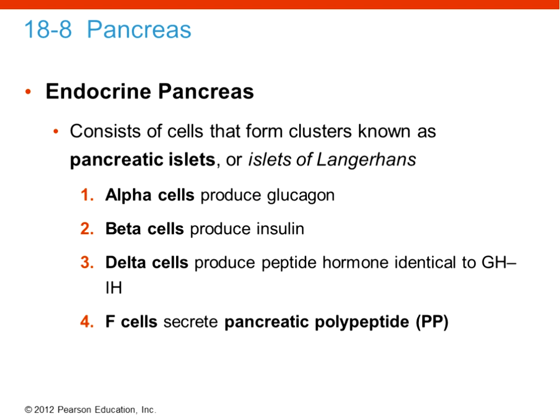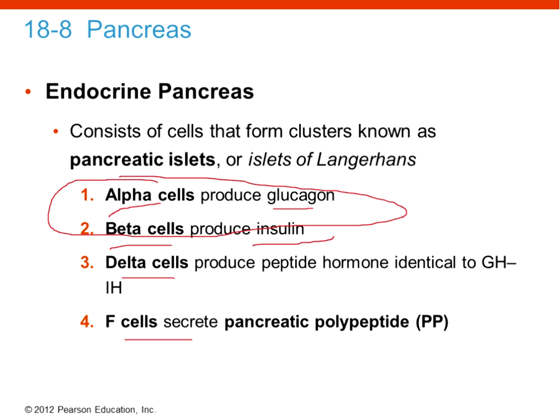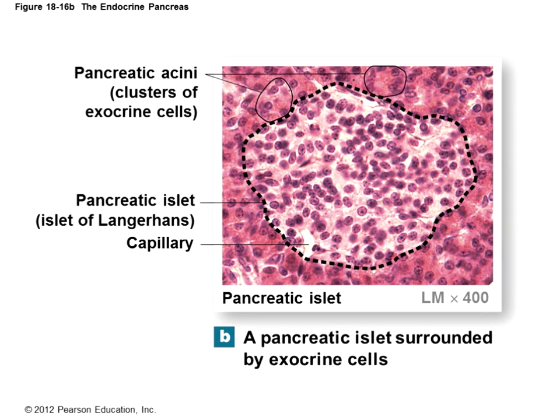So for now, what I want to focus on is the endocrine pancreas, the 1% of cells known as islet cells, or islets of Langerhans cells, that produce hormones. And there are 4 different types of islet cells: alpha, beta, delta, and F cells. We are going to focus on alpha and beta cells. Alpha cells produce glucagon, beta cells produce insulin. And so we want to look at those processes and see how that works.